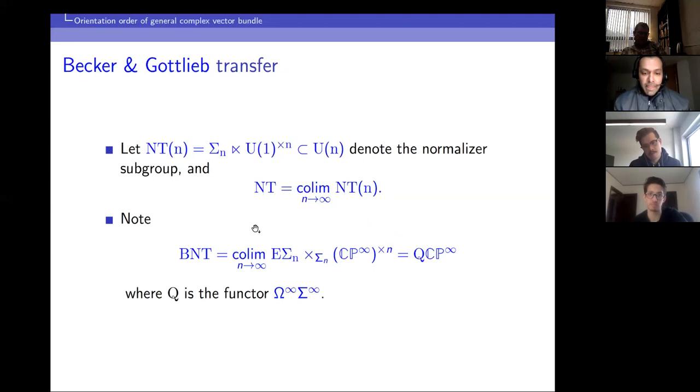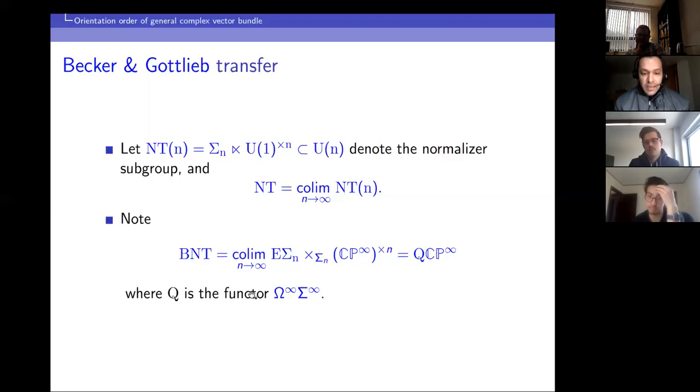If you take the classifying space of BNT, just from the description of NT, you see that BNT is this E sigma n crossover sigma n with CP infinity cross n, and this tells us that this is actually Q of CP infinity, where Q is the loop infinity suspension infinity functor.